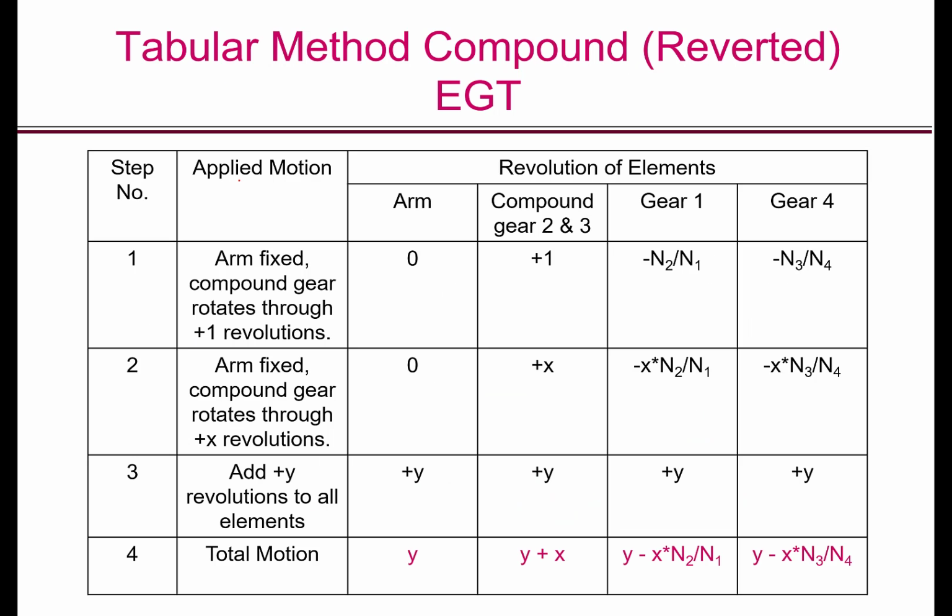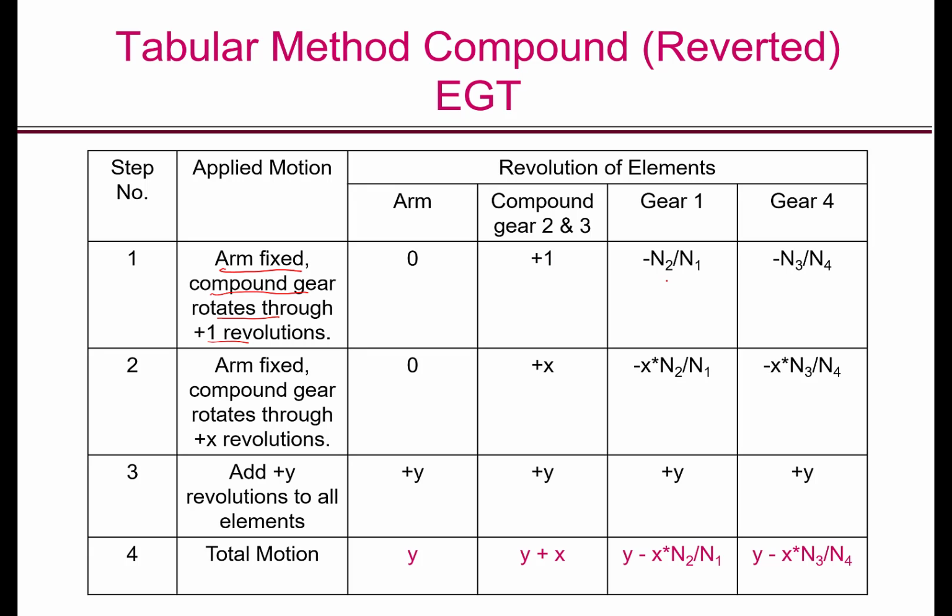So here again, I have one column for the applied motion and the different moving elements. Because the compound gear 2 and 3 have the same motion, we have just one column for it. And we have one column for the arm, one for gear 1 and one for gear 4. So the first step again is the arm fixed and compound gear rotates through +1 revolutions. So arm has a motion of 0, compound gear 2 and 3 is +1, that is omega 2 equal to omega 3 equal to +1.